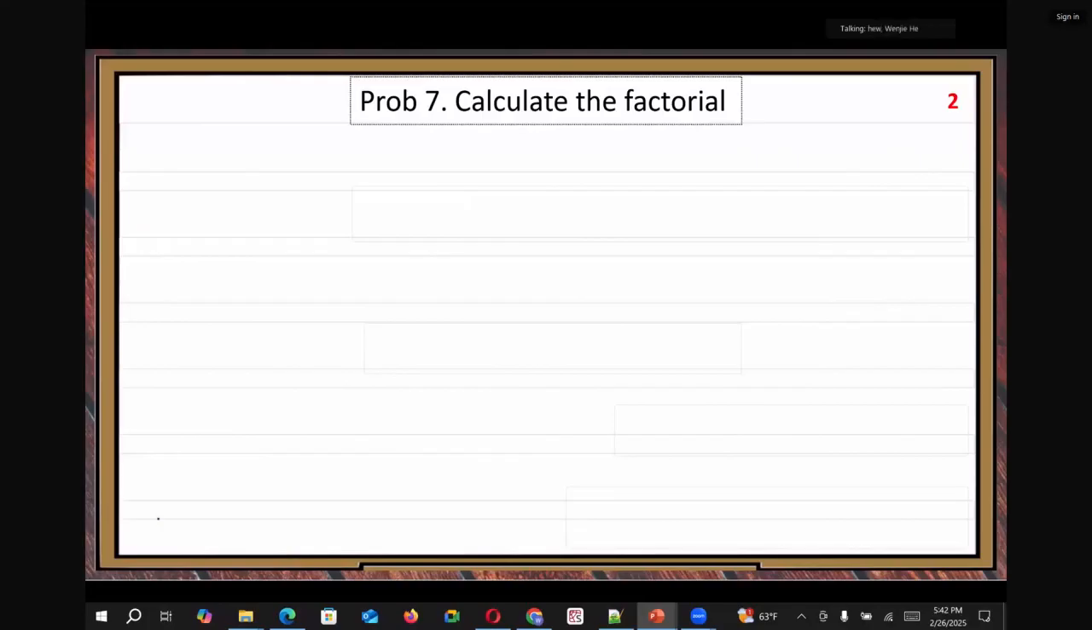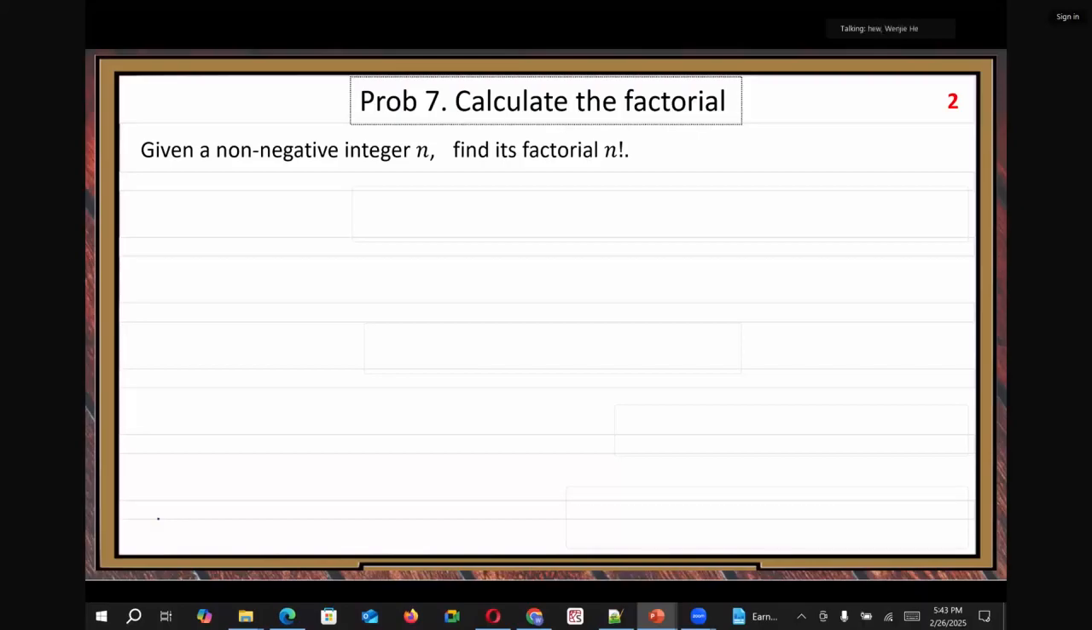Problem number 7. Calculate the factorial. Factorial is very easy to calculate, right? Actually, for this simple example, we do not need a recursive algorithm. But here, for educational purposes, we intentionally use the recursive way to understand this factorial calculation.